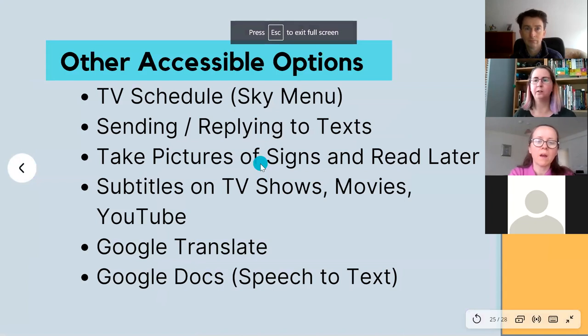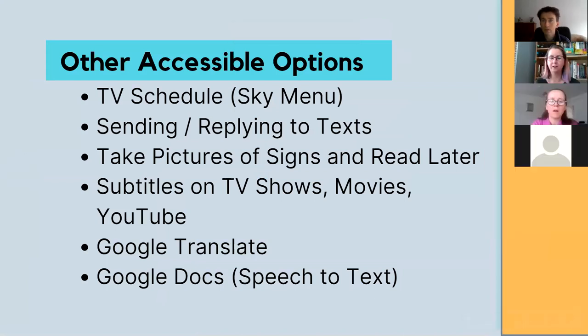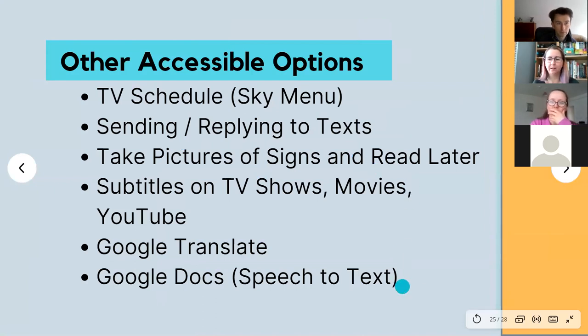So where are we? Yeah, so just briefly, other accessible options you can consider are the TV schedule on Sky, getting them to look at the Sky menu and go through what's on television, reading the little bits of information that pop up. Sending and replying to a text is learning as well, just sending a text and getting them to reply to it. Taking pictures of signs outside using their mobile phones. Subtitles on TV shows, movies, and YouTube.